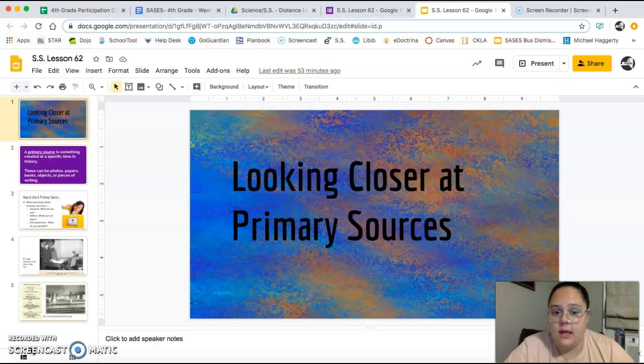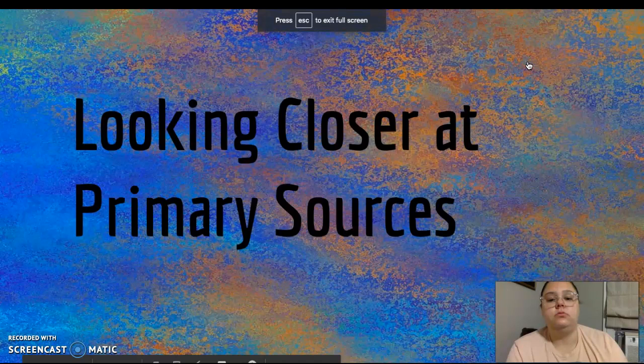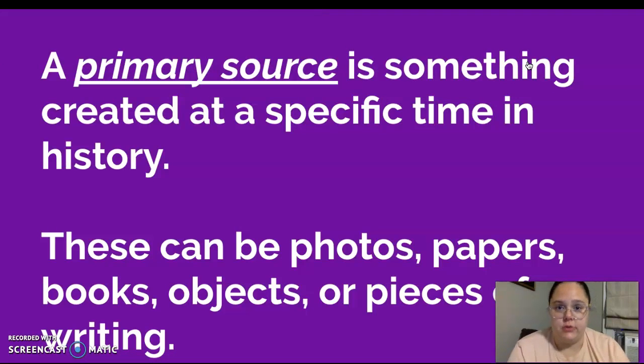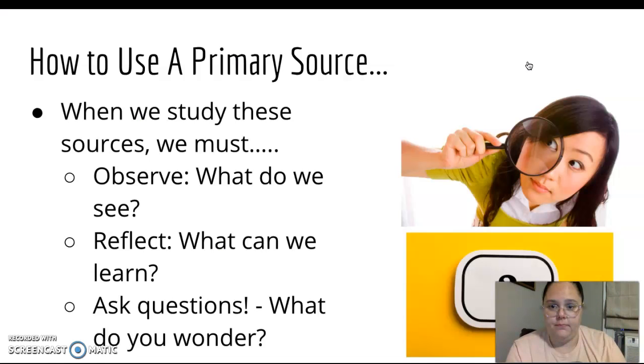So we're going to be, again, like I said last time, looking a little bit closer at some more primary sources. So a little bit of review. A primary source is something that was created at a specific time in history, by someone that experienced it. It's from that time period, not done after the fact. It was done at that time period.